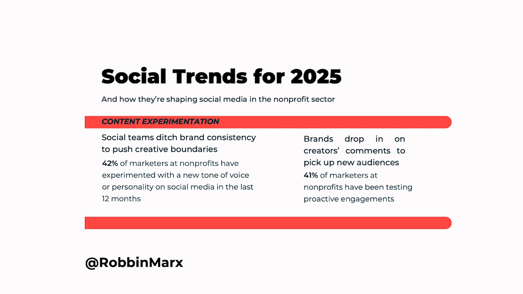So Hootsuite goes on to say, and this is one of the trends that they predict for 2025, social teams ditch brand consistency to push creative boundaries. Oh, baby, that is speaking my language. 42% of marketers at nonprofits have experimented with a new tone of voice or personality on social media in the last 12 months. Another important note, brands drop in on creator comments to pick up new audiences. 41% of marketers at nonprofits have been testing proactive engagements. This is huge. So two takeaways there.